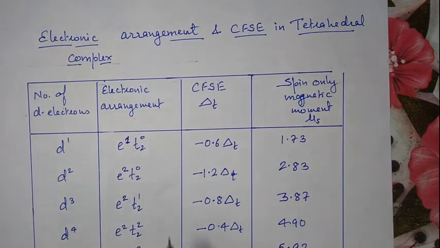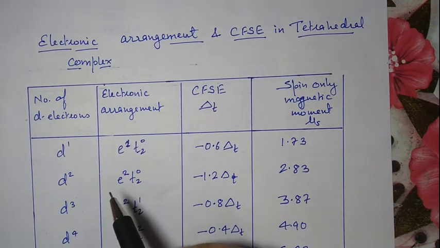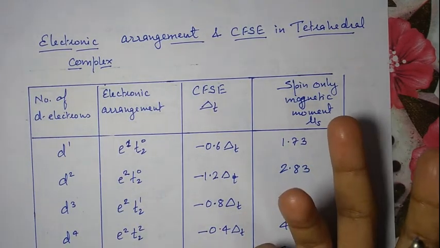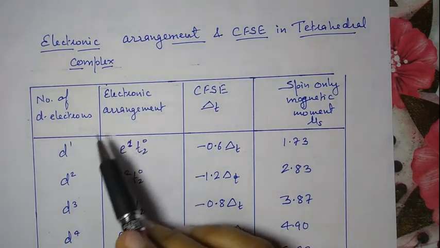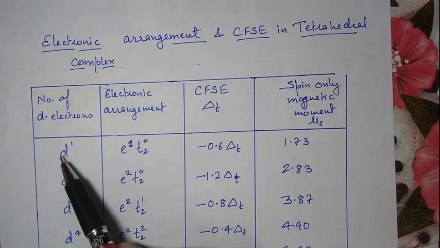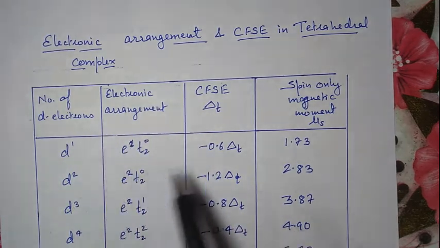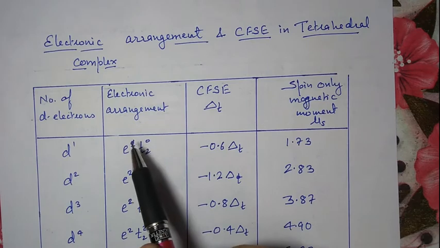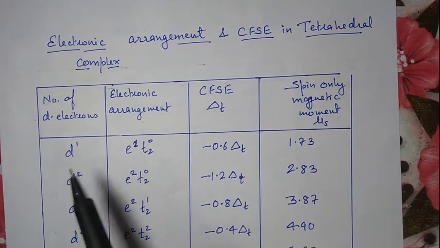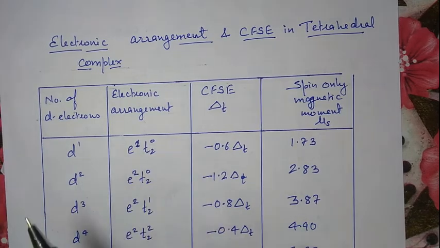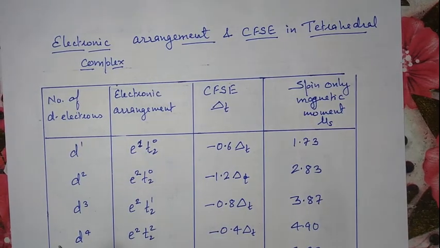And we can see this distribution in this tabular form. In this case also we can calculate the CFSE. We can show the arrangement. For example, in the case of d1, only one type of arrangement is possible, that is the high spin arrangement. Pairing occurs after the singly occupied orbitals.